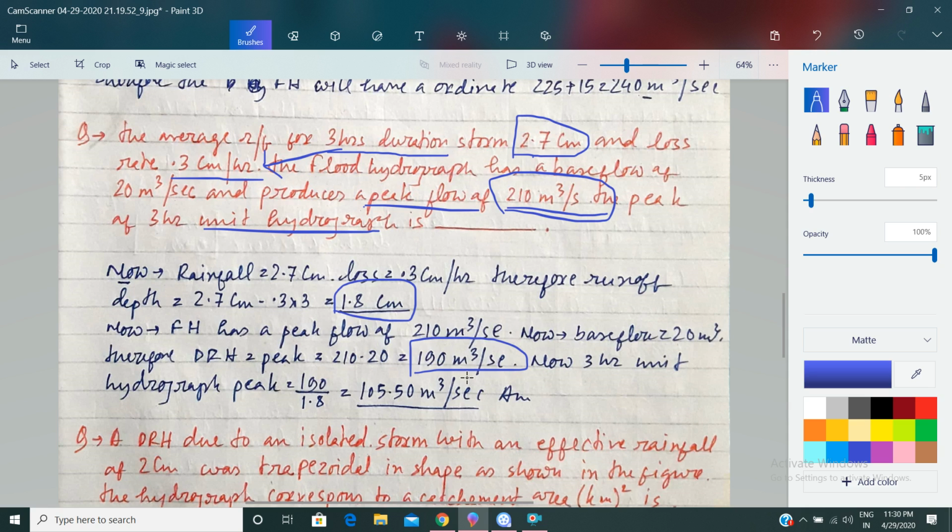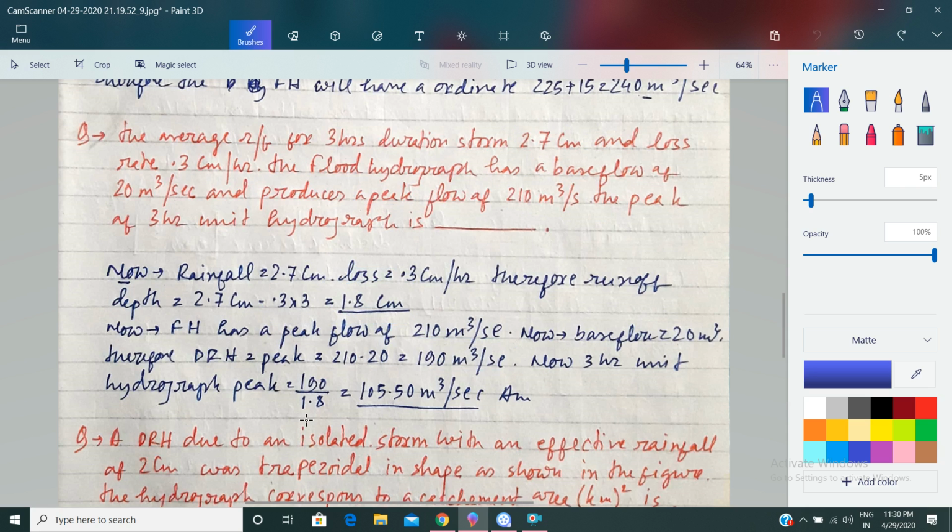Now what was the depth of runoff of the DRH? It is equal to 1.8, a direct runoff of 1.8 centimeter. So divide by 1.8 centimeter, it will give the unit hydrograph ordinate, isn't it? 190 meter cube per second is the discharge due to 1.8 centimeter of direct runoff. So for 1 centimeter direct runoff we need a discharge that will be 190 divided by 1.8. That is the answer.